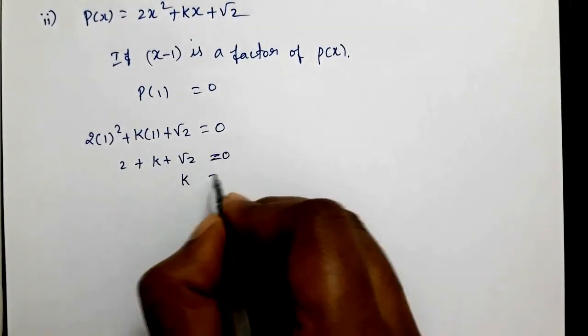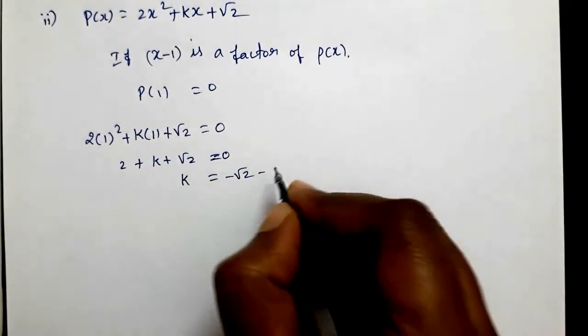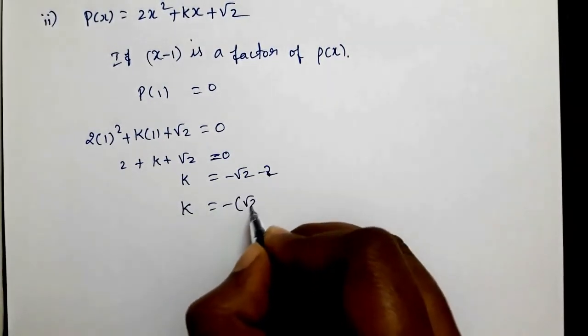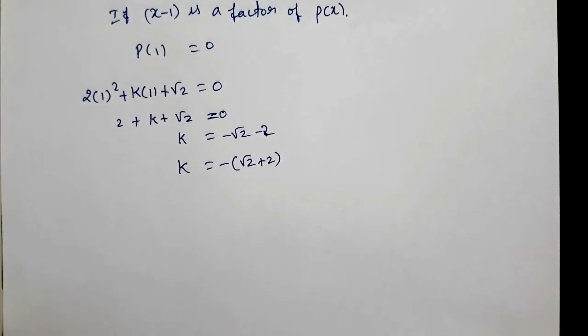Here therefore k equal to this plus root 2 becomes that side, mean minus root 2. This plus 2 becomes that side, mean minus 2. Therefore k equal to minus of root 2 plus 2. That's all for the second question. Now move on to the next one.